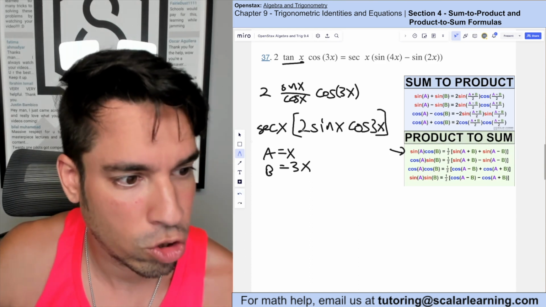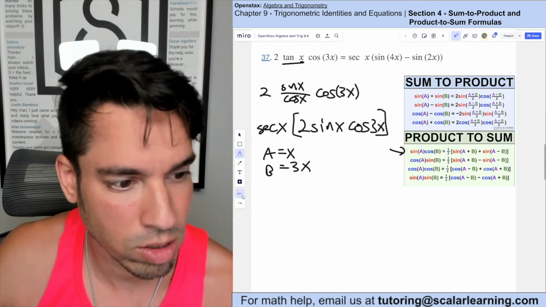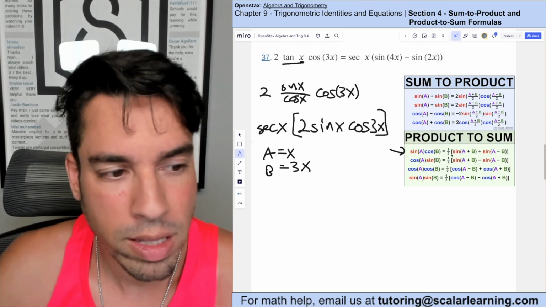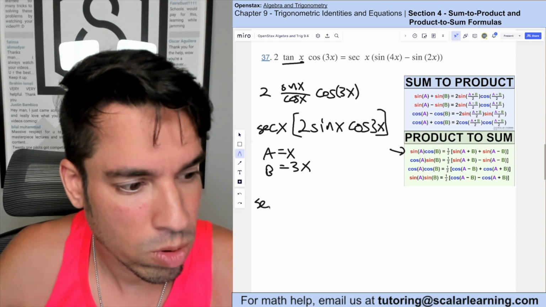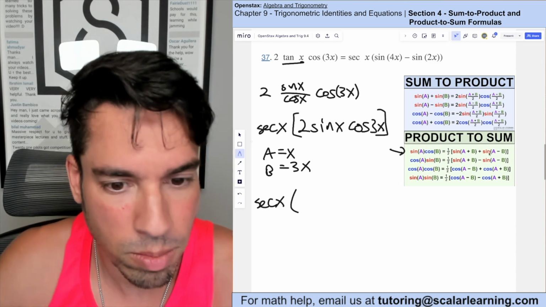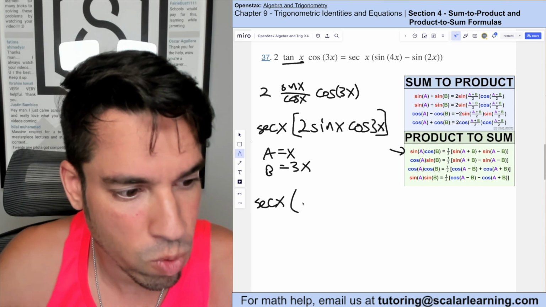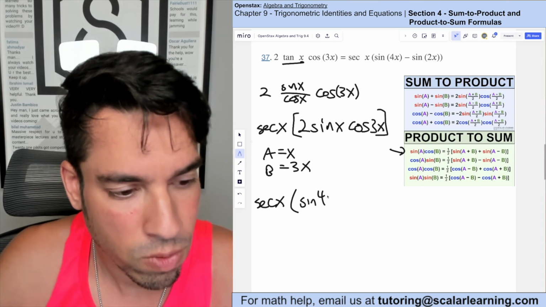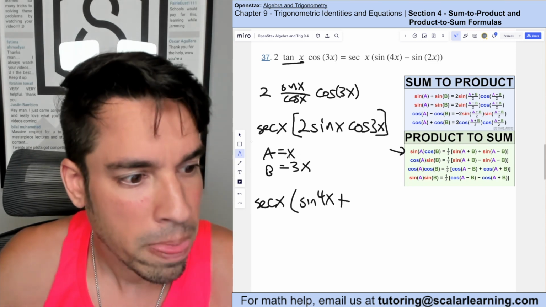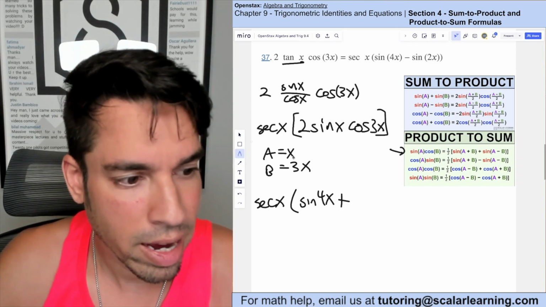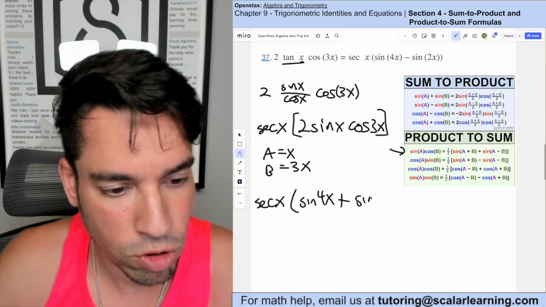By the way, the 2 and the 1/2 are going to cancel out, so I don't even need to write that 1/2, okay? So now we're left with secant of x times. So again, the 1/2 doesn't need to be written. Then I got sine of a plus b, that's 4x, so that's sine of 4x, and then plus a minus b, that's x minus 3x, which is negative 2x, okay?